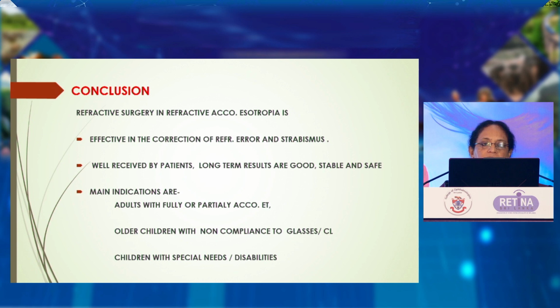To conclude, refractive surgery in refractive accommodative esotropia is effective in the correction of refractive error and strabismus in one shot. This is well received by patients. Long-term results are good, stable and safe. Main indications are adults with fully or partially accommodative esotropia, older children who are not compliant with wearing glasses or contact lenses, and children with special needs.